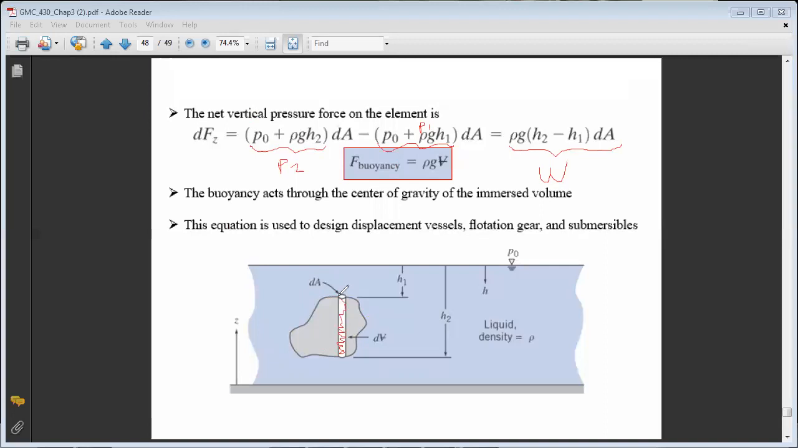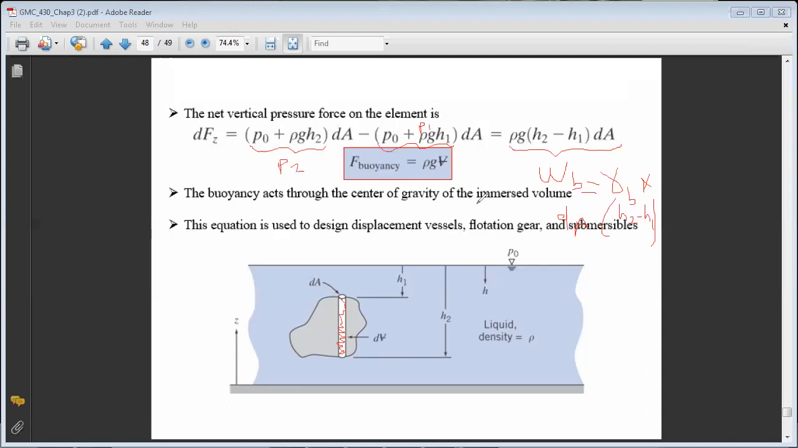Okay. So this should be equal to W of the body. What is W of the body? W of the body is equal to gamma of the body times the volume, which is dA times H2 minus H1. Of course, what I am writing is applicable in equilibrium conditions.